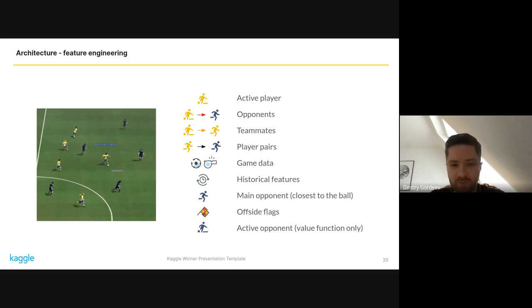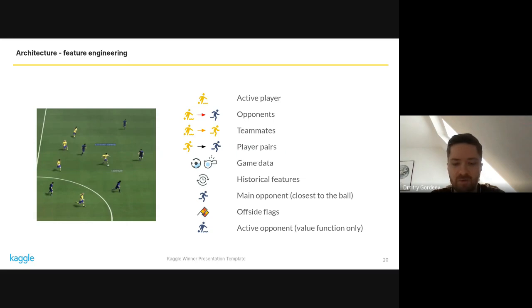Main opponent. As we didn't know which player is being controlled by the opponent agent, we picked the closest one to the ball out of the opponent team, and also looked at exactly what is the location, the speed, and the direction of the movement. That, I believe, worked nicely for the cases where we did not have the possession, so it was quite clear which player is controlled by the opponent. Also did some offside flags for each player as well, so whether they're currently in the offside or not.